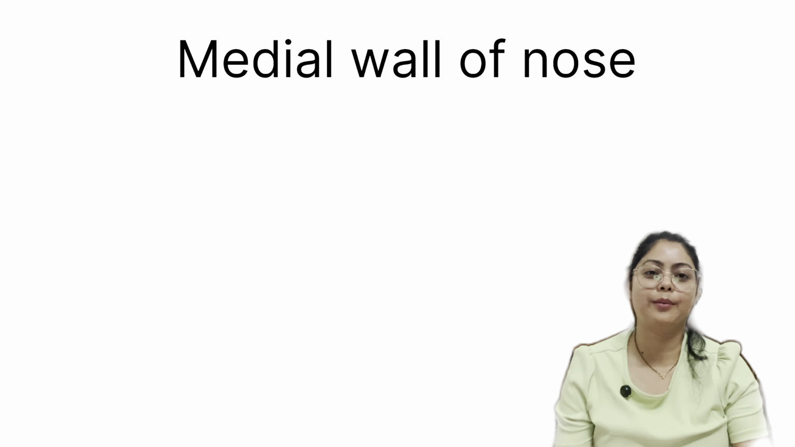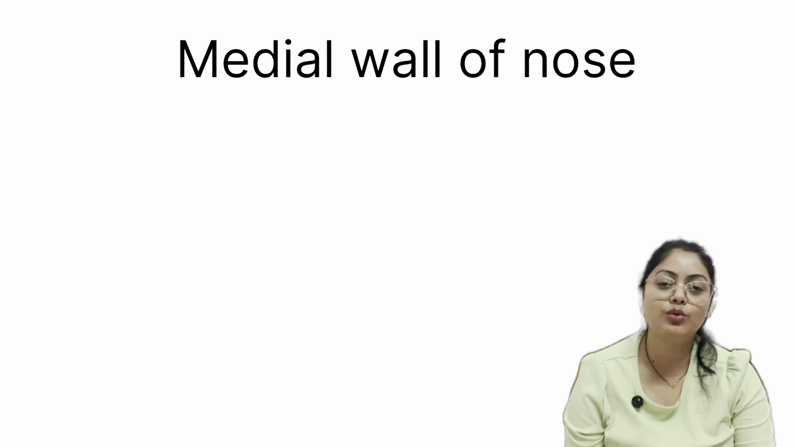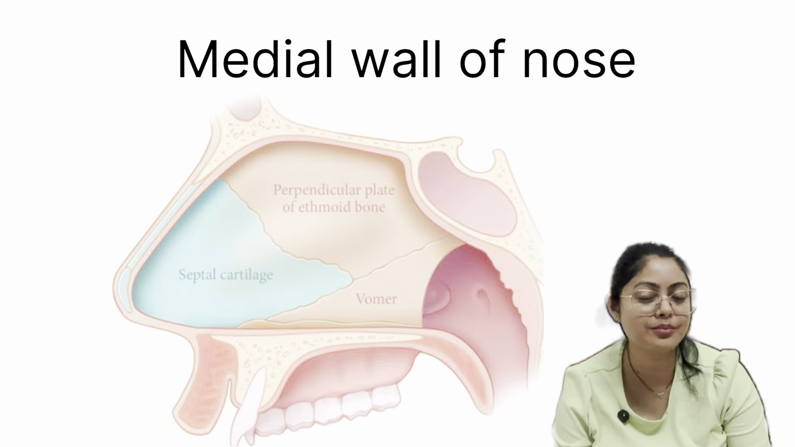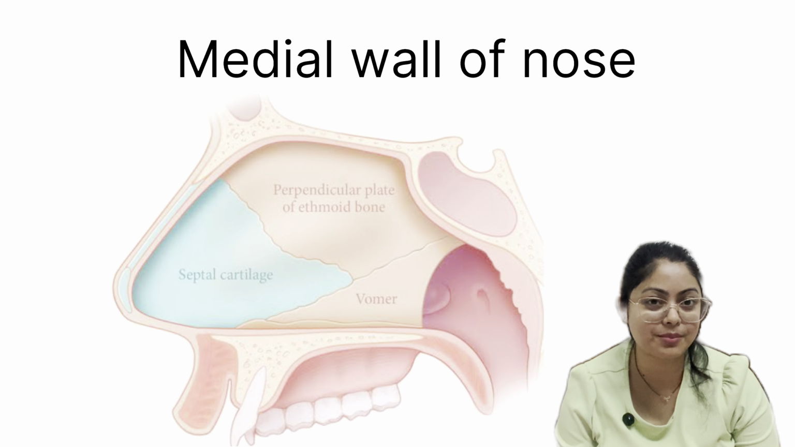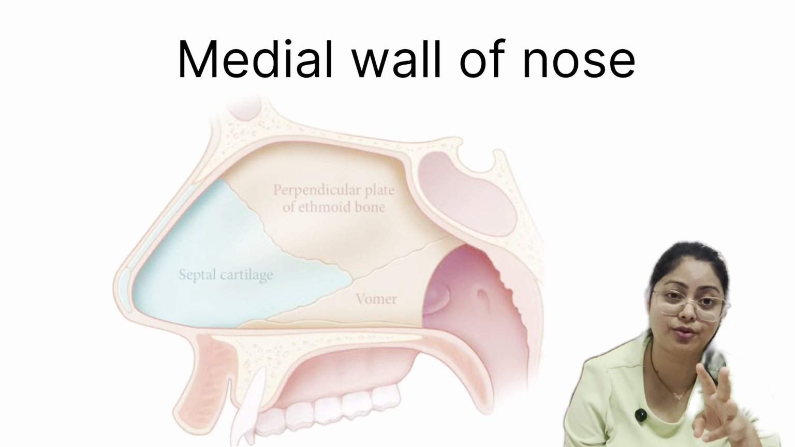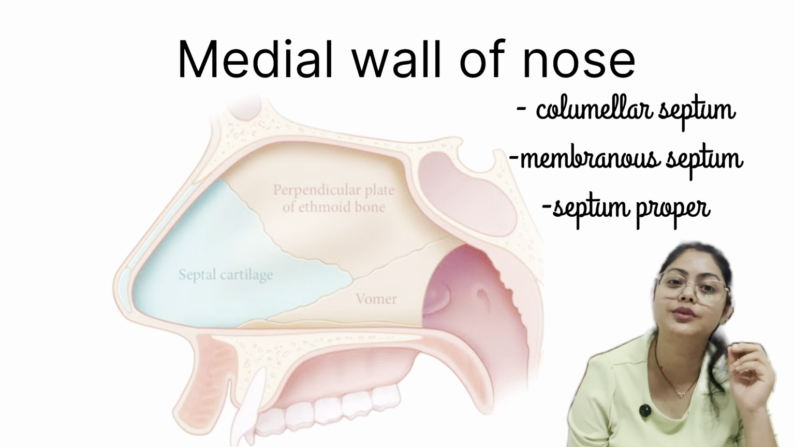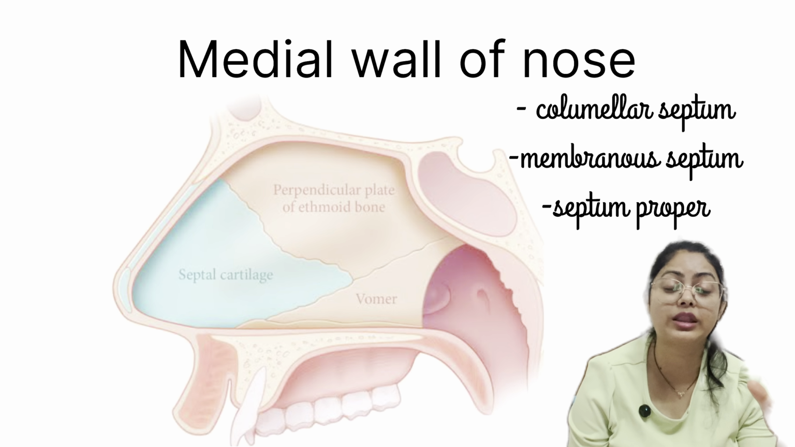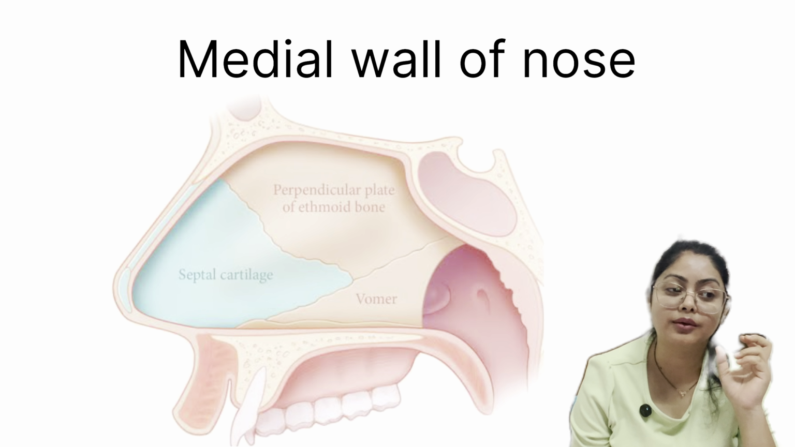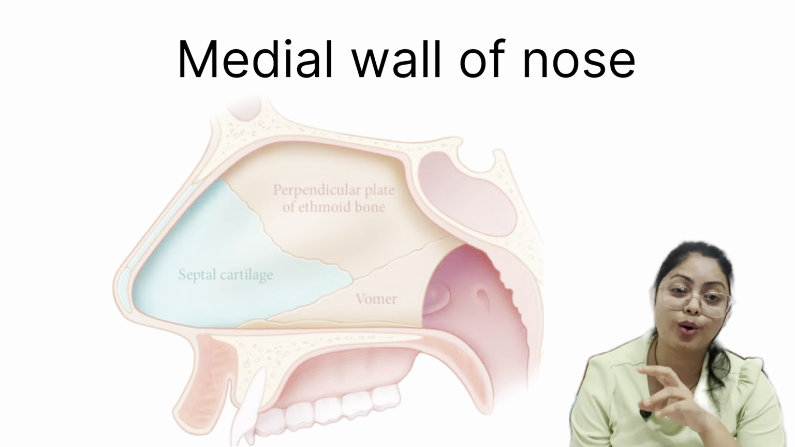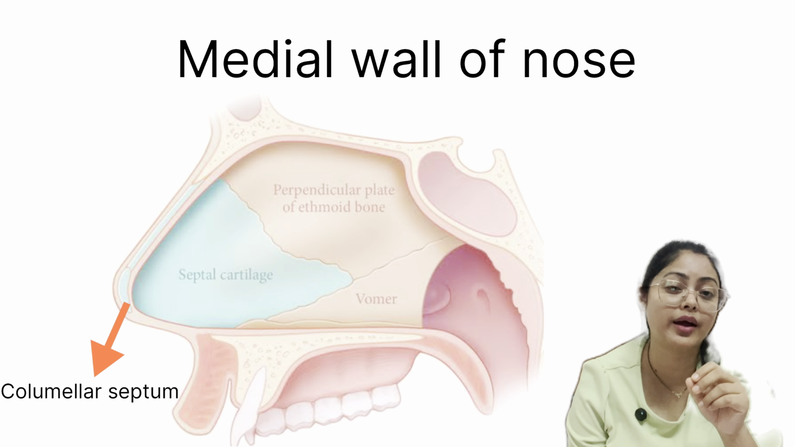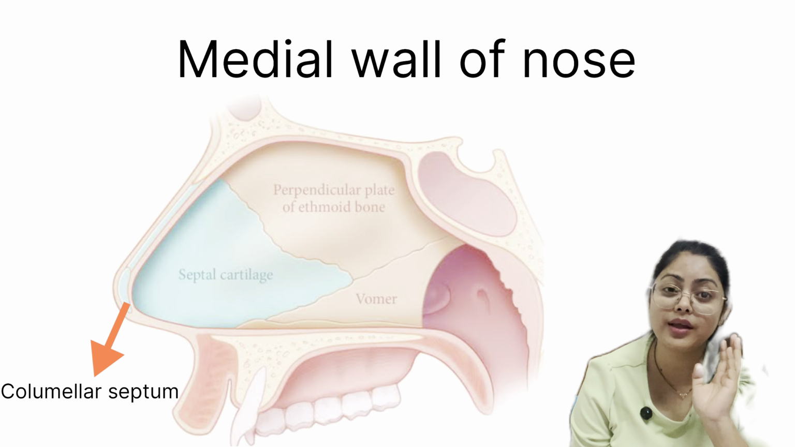So now we will talk about the medial wall. The medial wall is mainly formed by the nasal septum, so we will discuss the nasal septum in detail. Now, the nasal septum consists of 3 parts mainly: the columnar septum, the membranous septum, and the septum proper. The columnar septum is mainly formed by the medial crura of the lower lateral cartilage, and they are united together by fibrous tissue, and they are covered on each side by skin.